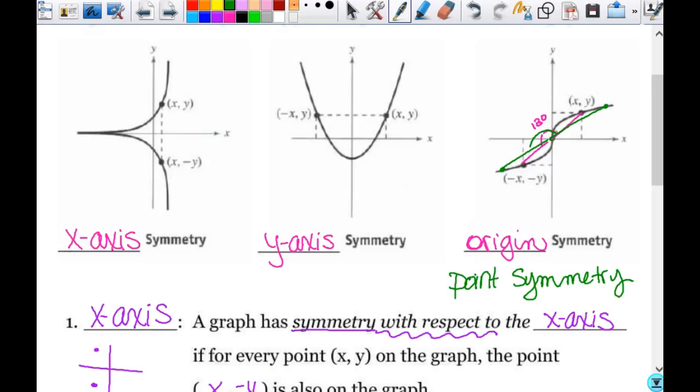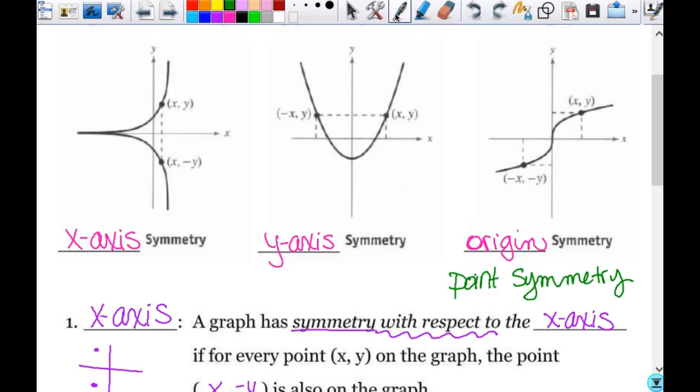I'm going to erase that so you can actually see the graph. The other way to look at it is that if I rotate my paper 180 degrees, pretend like I hit reset on the axes, it would look the same. Does that make sense to you? It coincides with itself. All right.